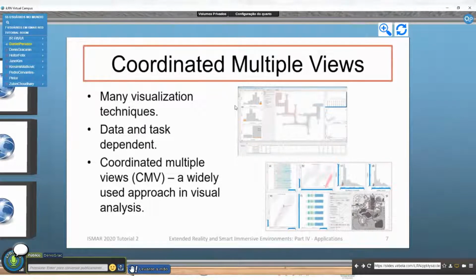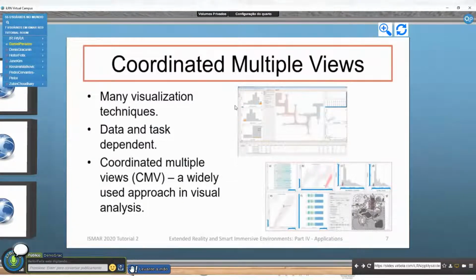And what is the analysis task? Why are you visualizing this, what are you visualizing? This is essential to choose a right and good visualization. And there is one technique which is widely used in visual analysis. It's called coordinated multiple views.